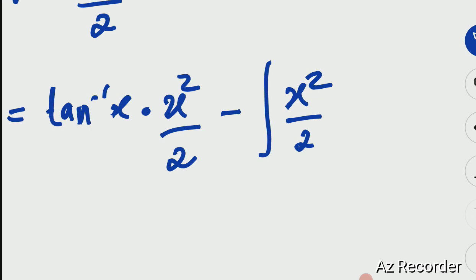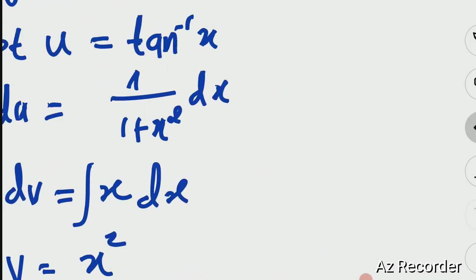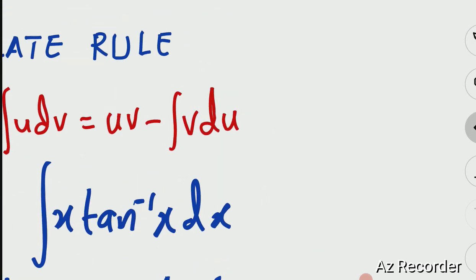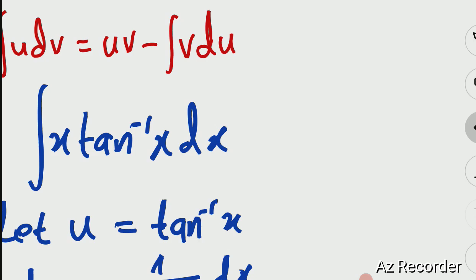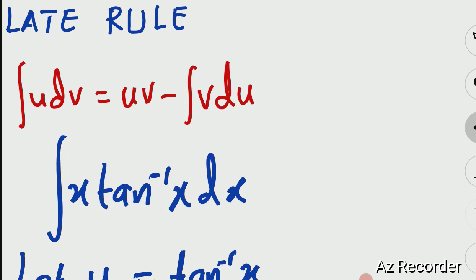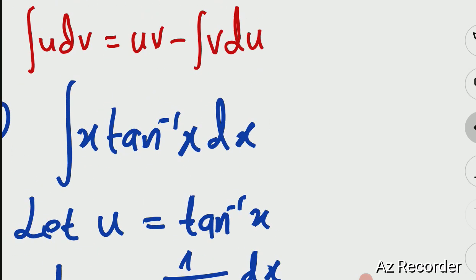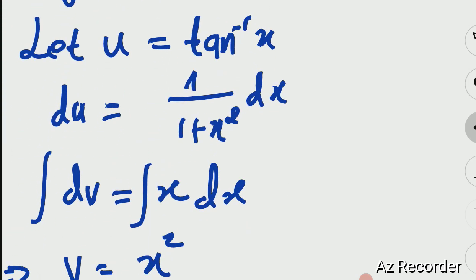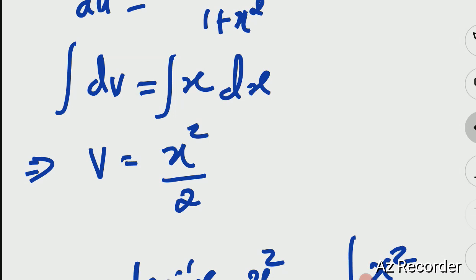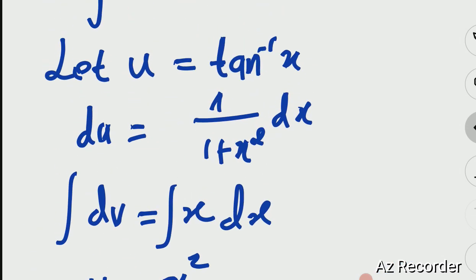Now, what are we having here? Look at the formula. The formula is uv minus the integral of v du. So we have substituted uv minus the integral of v. What is v? This is v here. Now, where is du? We also have du as 1 over 1 plus x squared, dx. So that's what we are having for that.